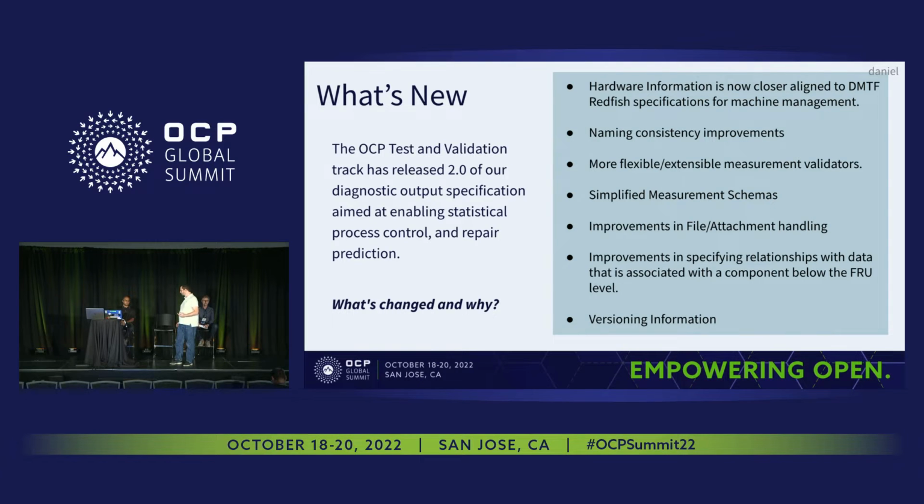We have improved the capability to refer to not only field replaceable units, but also subcomponents within those field replaceable units, as Dan was alluding to earlier. And as we now have a second version of the specification, we have added versioning information to the output so that the output is able to specify whether it's running on version 1 of the spec or the new version 2.